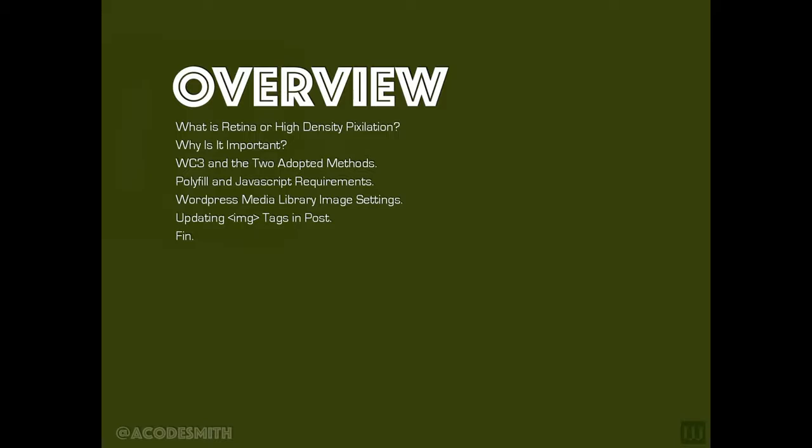All right, the overview. First of all, we're going to talk about what is Retina, or high-density pixelation. Why is it important? What are the two methods that have been approved to deliver different density images? What are polyfills and JavaScript requirements, and how do those work with the two methods? How to do it inside of the WordPress media library, and then how to update your image tags with the new source sets in order to deliver the right thing.